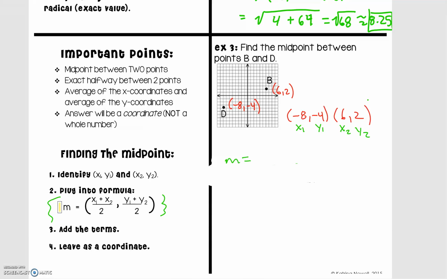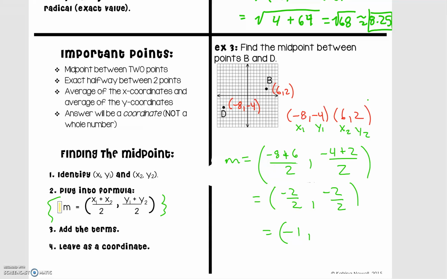All right, so we're finding the midpoint. We have x1, negative 8, plus x2, which is 6, divided by 2. And we have negative 4 plus 2 all over 2. So negative 8 plus 6 is negative 2 over 2. Negative 4 plus 2 is negative 2 over 2. Negative 2 divided by 2 is negative 1. Negative 2 divided by 2 is negative 1.